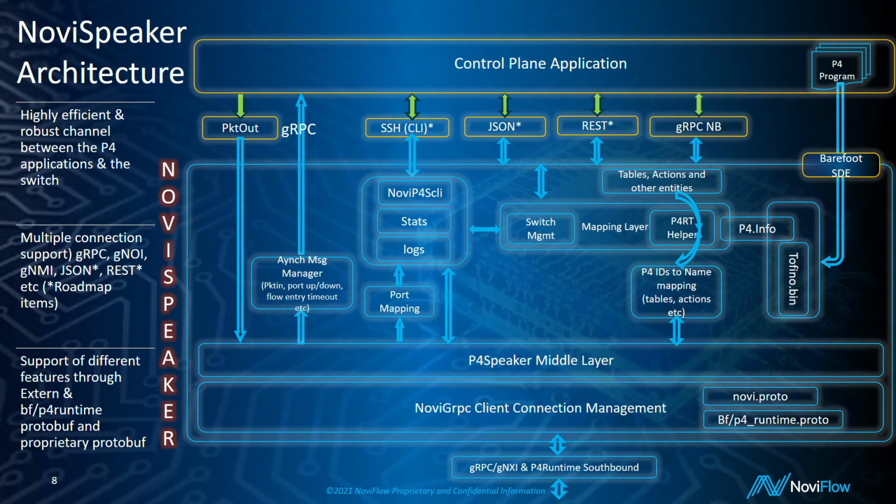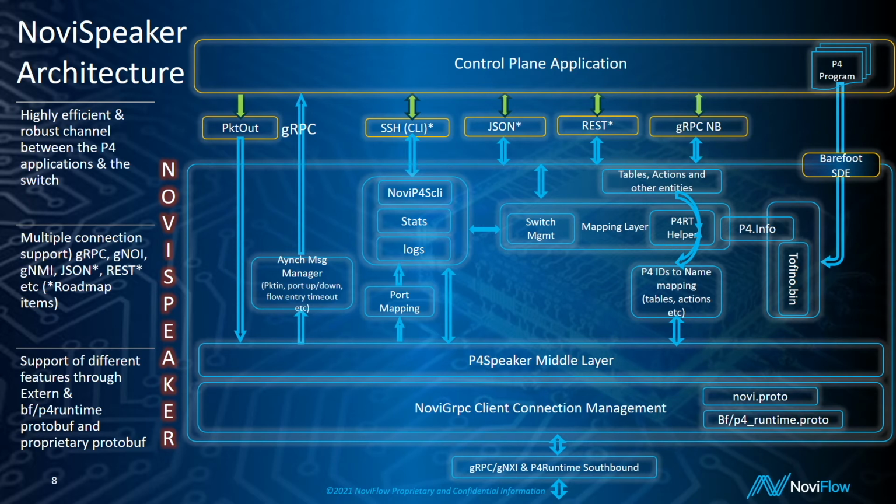Okay, let's look at the architecture of the NoviSpeaker. So let's start from the bottom and go up in this picture to understand the architecture of NoviSpeaker. So there is a Novi gRPC client connection management layer at the bottom, right? That basically manages the secure southbound interfaces, and those are primarily gRPC, gNMI, gNOI, and P4 runtime.